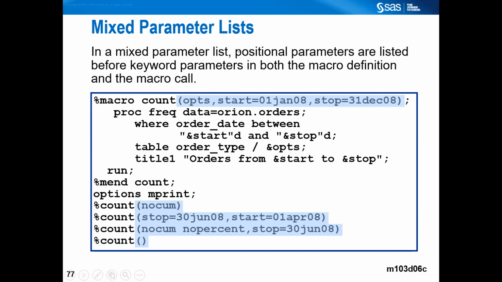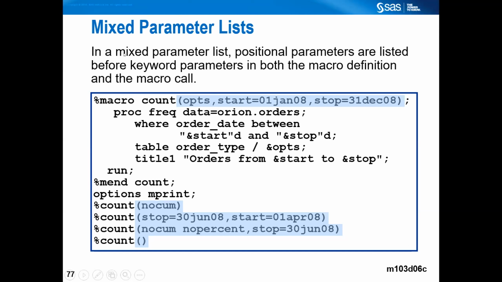In a mixed parameter list, positional parameters are listed before keyword parameters in both the macro definitions and macro calls. So if you are trying to create a macro with a mixed parameter list, that is with positional as well as keyword, see to it that your positional parameter, while defining as well as while calling, is always placed at the beginning.